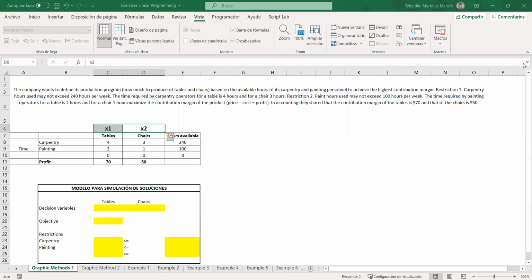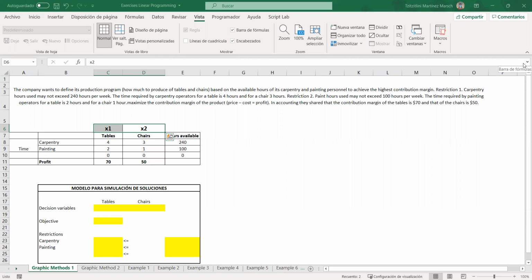Okay, so we have this problem and it says the company wants to define its production program. That means how much to produce of tables and chairs, based on the available hours it has of carpentry and of painting, which is how much personnel I have, so it's man hours, to achieve the highest contribution margin. The first restriction is that the carpentry hours cannot exceed 240 hours. We only have personnel for 240 hours.